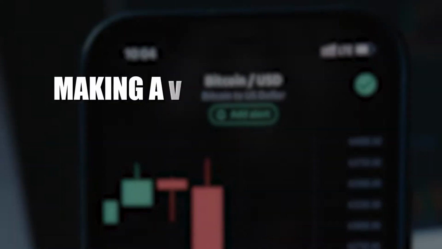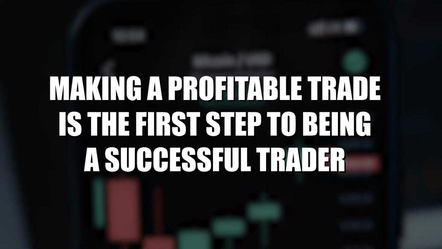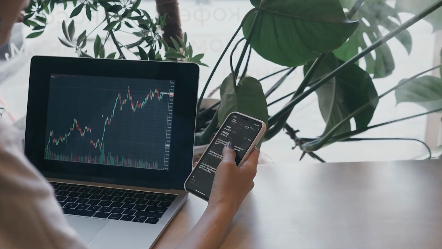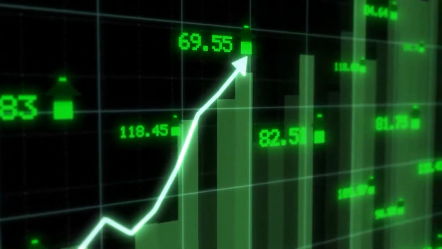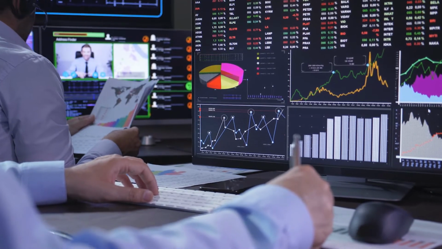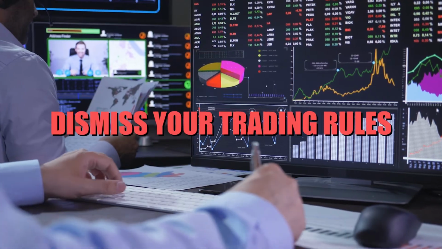Don't get me wrong, making a profitable trade is the first step to being a successful trader. But a lot of times what happens right after a trade was closed is that the chart still continues to go higher while you're sitting there frustrated by how much more profit could have been made. The next time you open a trade, you remember to set a higher take profit and dismiss your trading rules.